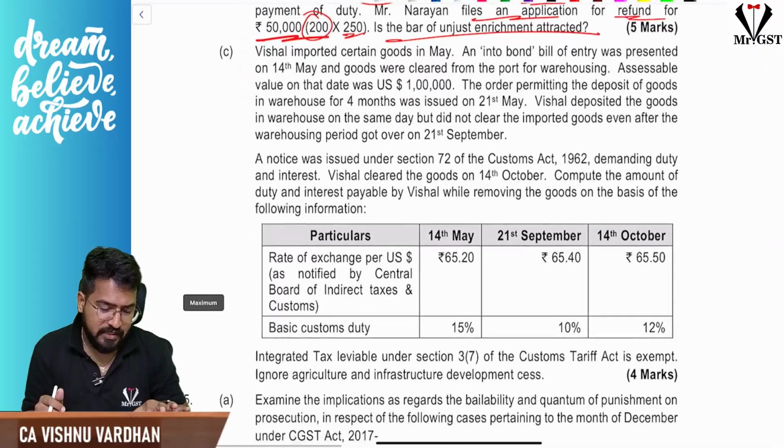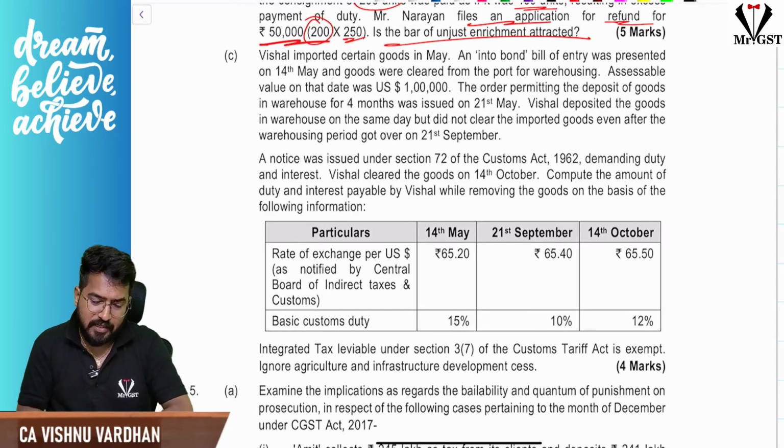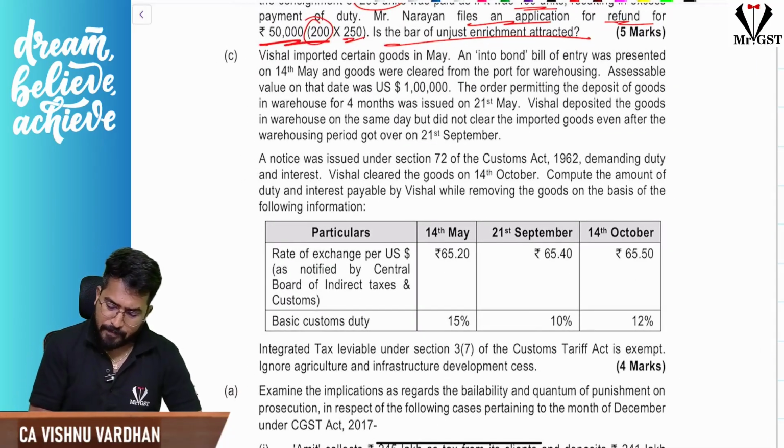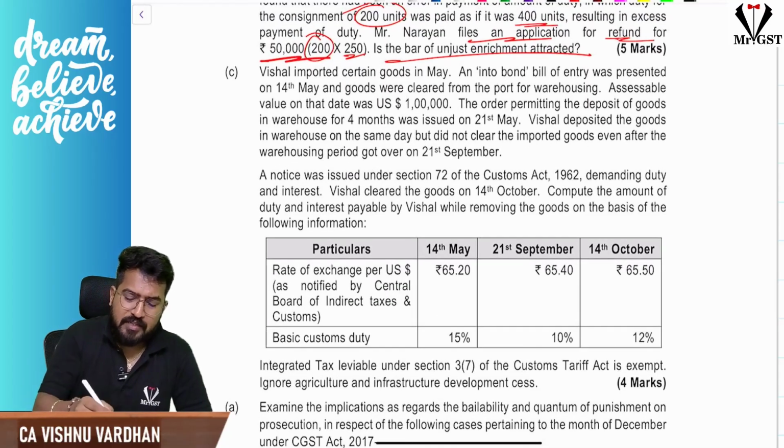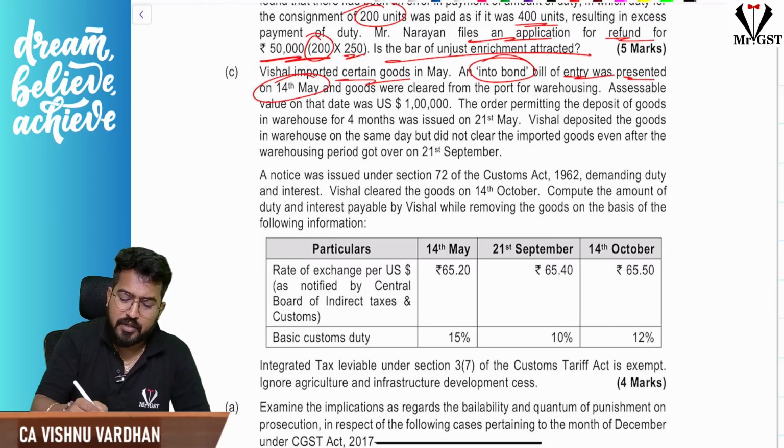Next, one more thing is regarding importation and customs duty calculation. What is the question? One fellow has imported goods into bond. The bill of entry was presented on 14th May. That means he deposited the goods into the warehouse.